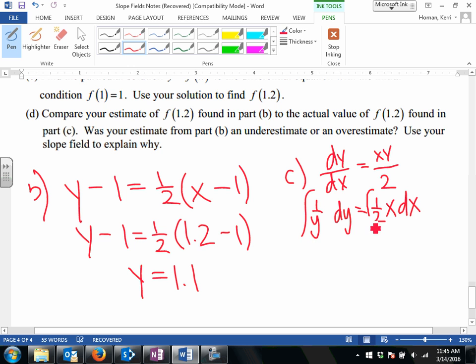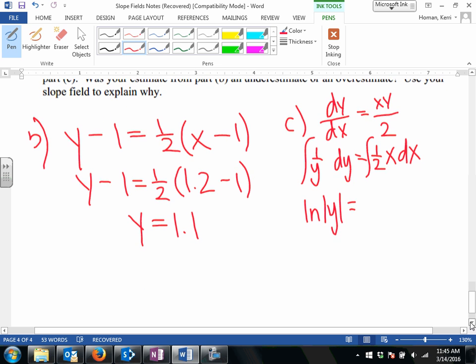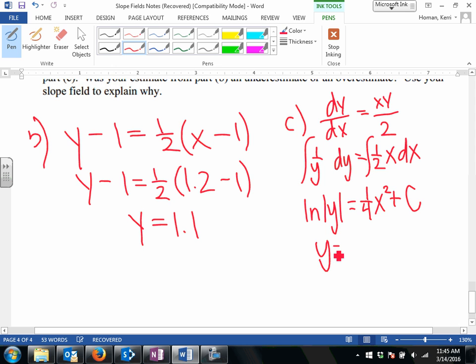Okay. So we integrate both sides. Natural log of y equals 1/4 x squared plus c. Which means we have y equals c e to the 1/4 x squared. Right? Now, do we have an initial condition? Yeah. We have an initial condition of (1, 1).